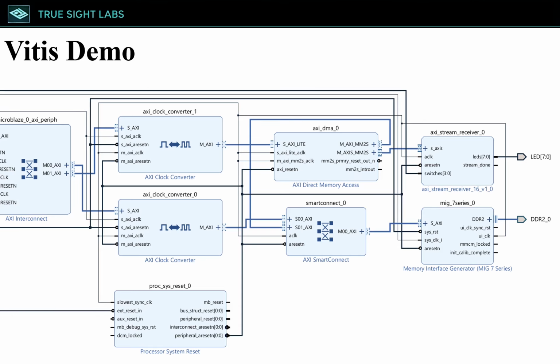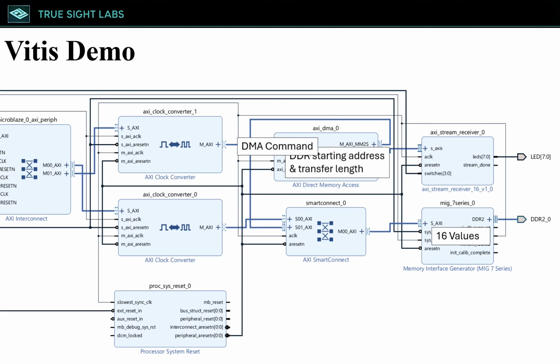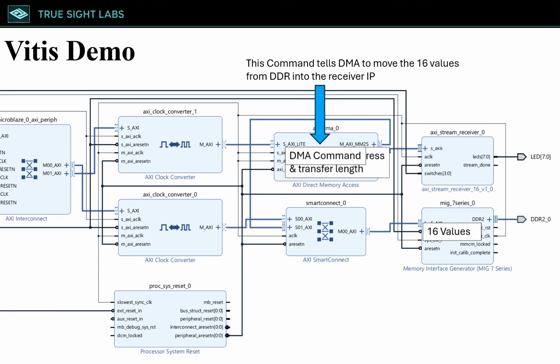So when we run our code in Vitis, the processor will manually write 16 values into DDR memory. Then, the processor will configure the DMA by giving it the DDR starting address, the transfer length, and the command to start the transfer. After that, the DMA will move those 16 values from DDR into the receiver IP block. Once the code is finished running, we can flip the switches and observe the LEDs to check if the entire system worked correctly. If the correct values appear on the LEDs, then we know that the DDR-to-stream transfer worked as intended.